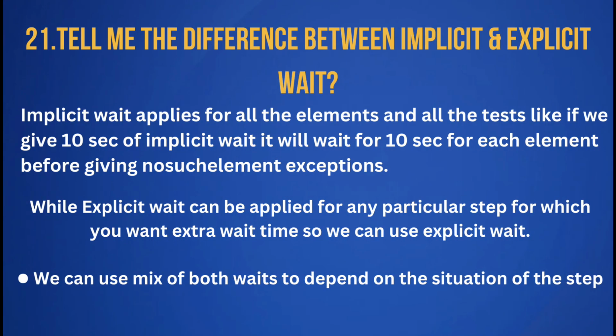Next question is, tell me the difference between implicit and explicit wait. Answer: implicit wait applies for all the elements and all the tests, like if we give 10 seconds of implicit wait, it will wait for 10 seconds for each element before giving NoSuchElementException. While explicit wait can be applied for any particular step for which you want extra wait time. We can use a mix of both waits depending on the situation of the step.